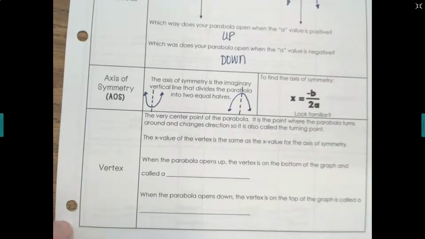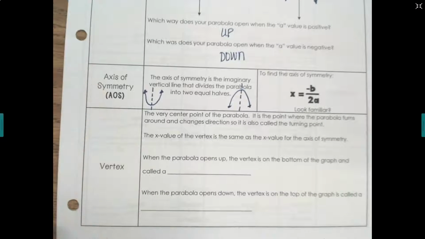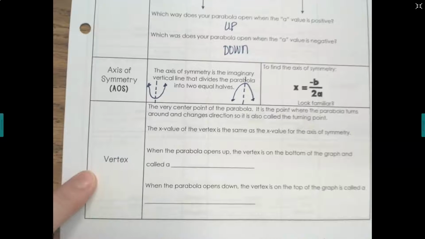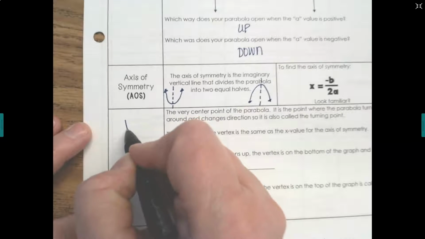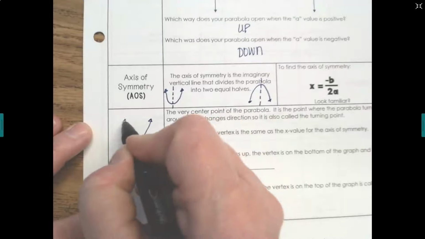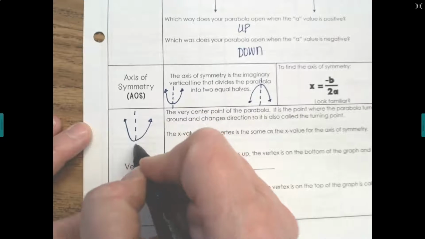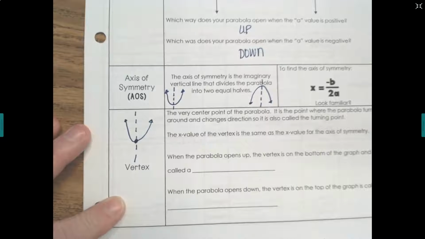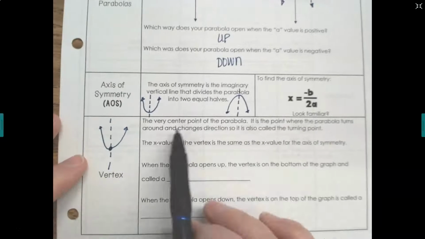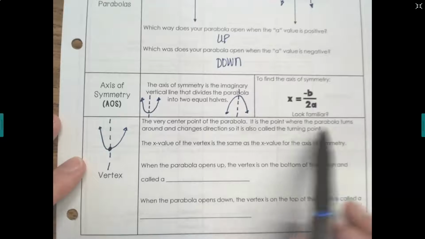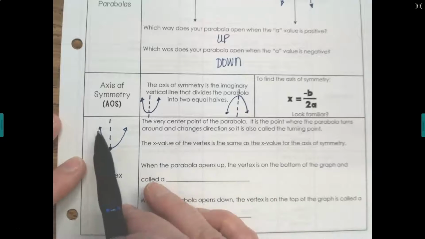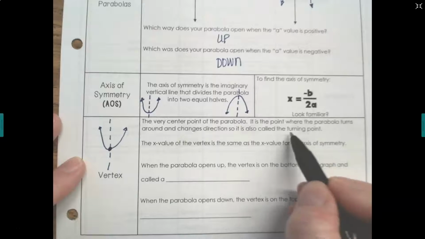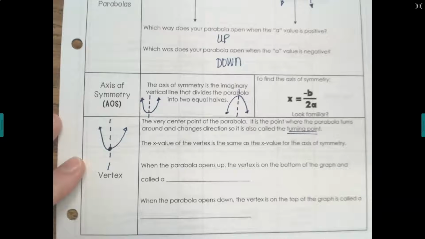All right, so one characteristic is this axis of symmetry, and another very important characteristic is called the vertex. So when we have a graph, we're going to have our axis of symmetry come through, and there's this very center point that the axis of symmetry goes through. That's called the vertex. It is the very center point of the parabola, and it's where the parabola turns around and changes direction. So it's going down, down, down, and it hits the vertex, and then it starts going up. And that can also be called a turning point.